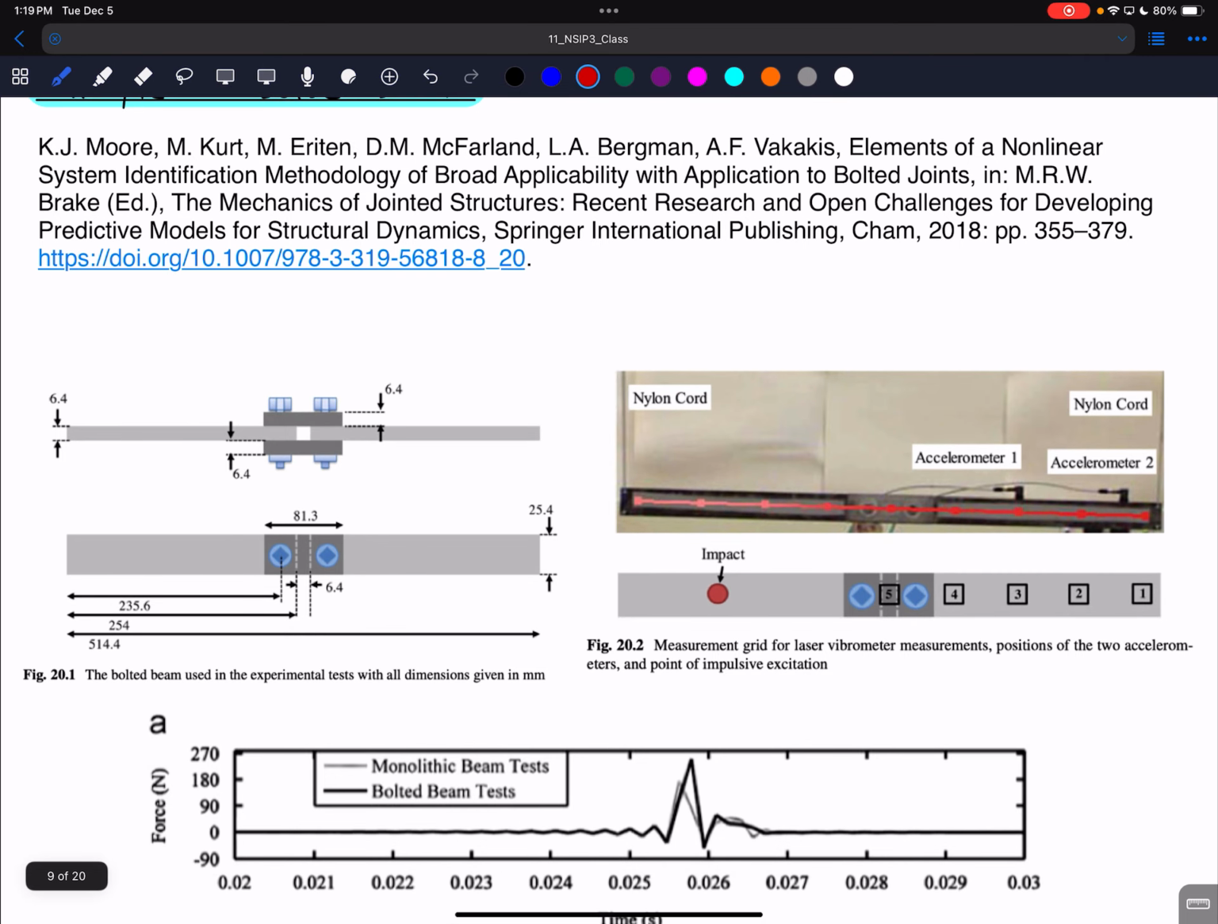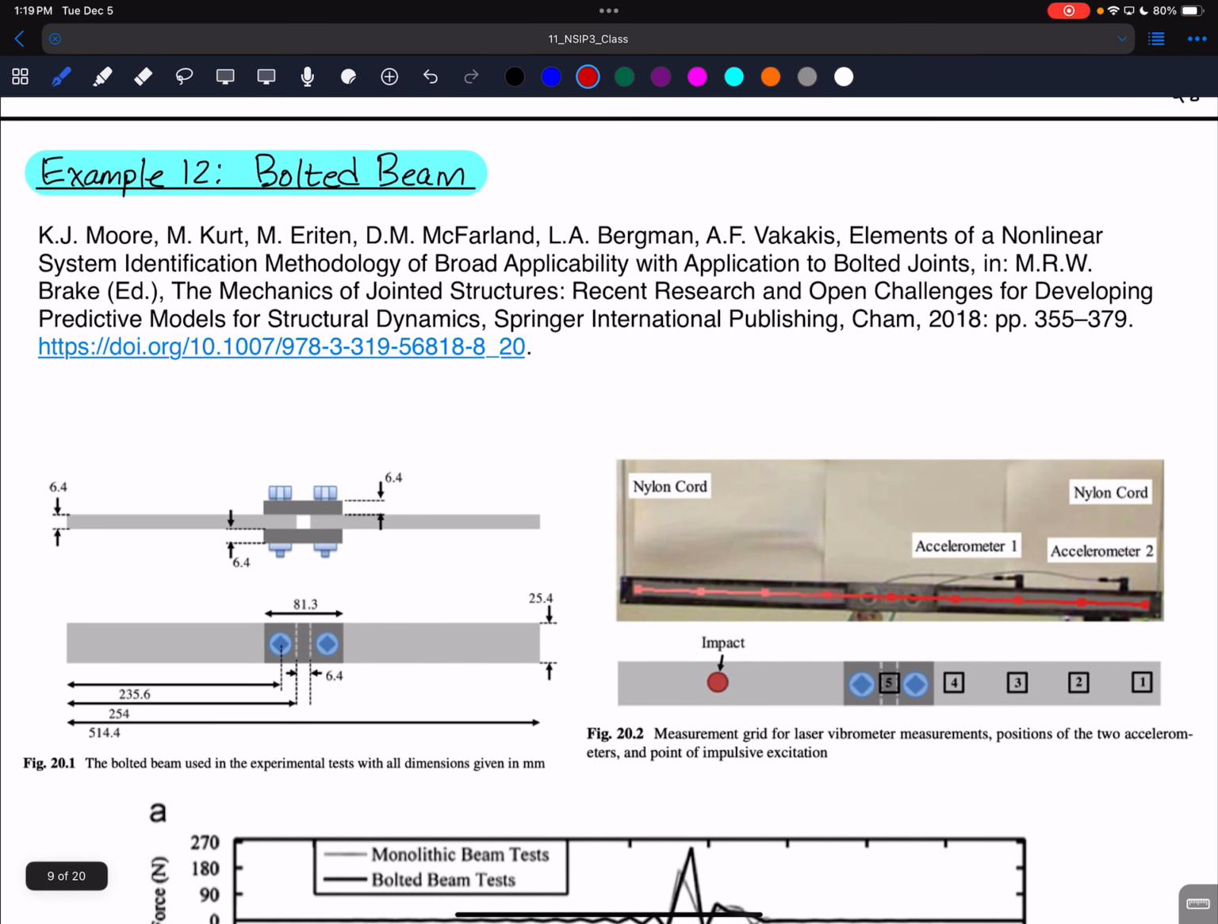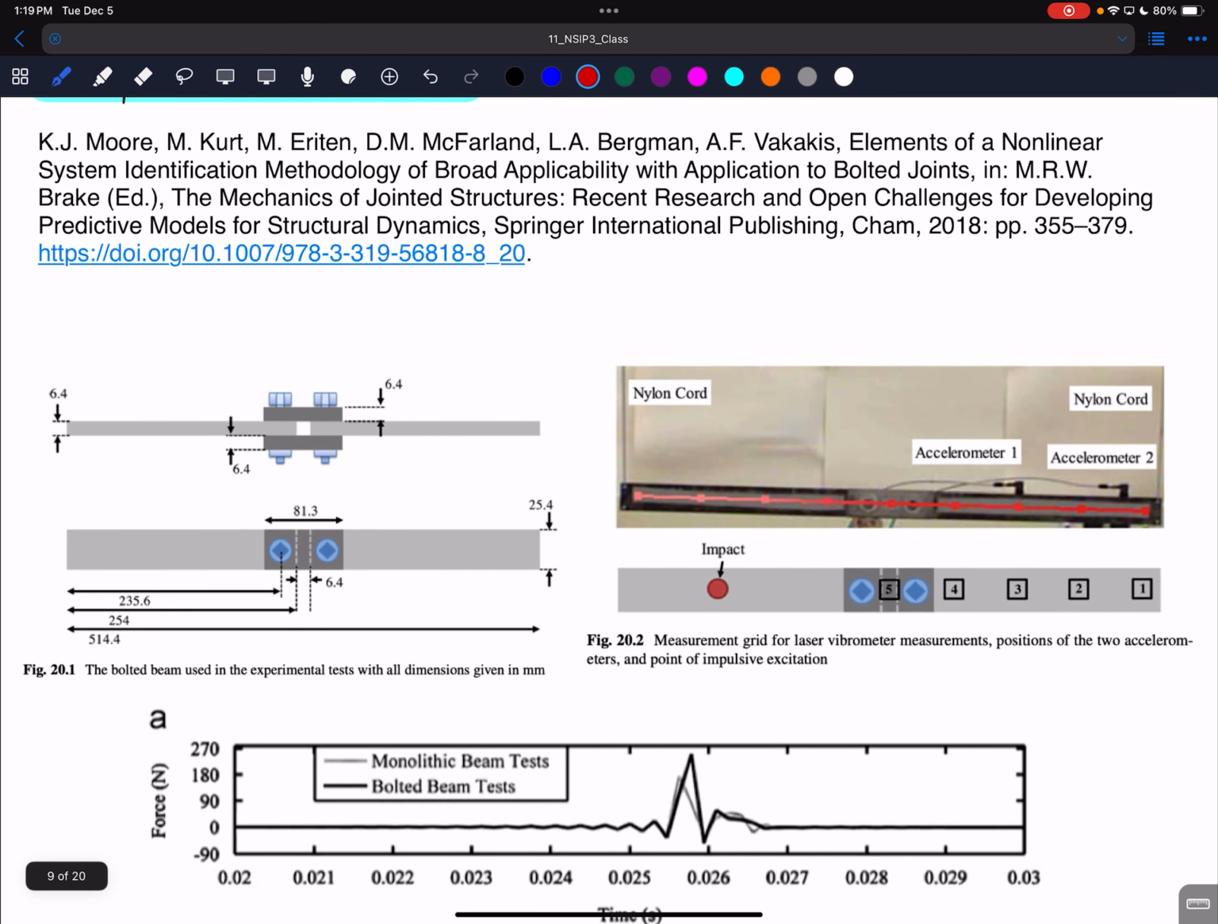However, it was based on work that Mehmet Kurt and Melly Ayrton did prior to me joining this group. So nevertheless, the system they studied is a bolted beam comprised of basically two half beams connected over a lap joint shown there. And then they also tested a monolithic beam without any joints in it at all.